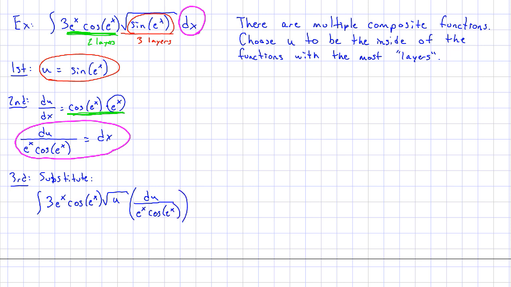Now, when I go to my fourth step, which is to cancel my x's, I have my e to the x in the original function here, and then also in the denominator. So those cancel. I have my cosine e to the x, and then I also have it in the denominator, so those cancel. So I end up with the integral of 3 square root of u du. I'm going to rewrite this as the integral of 3u to the 1/2 du, because this will make it easier for me to do step 5, which is to integrate.